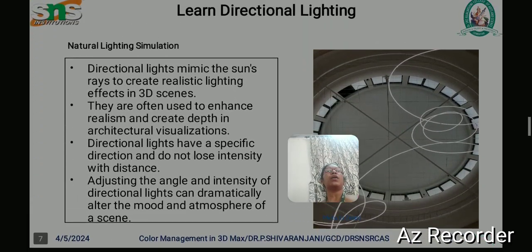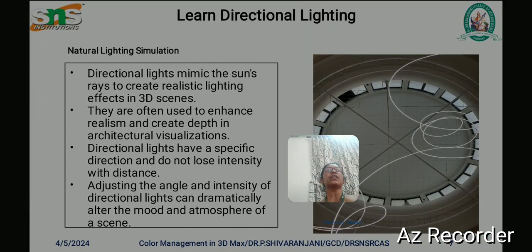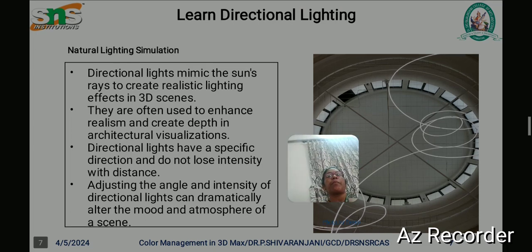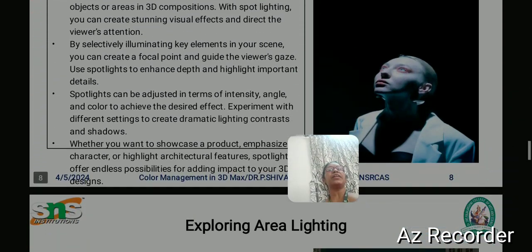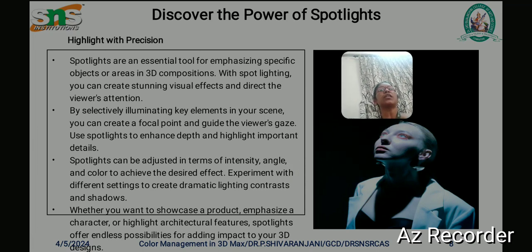The next one is learning directional lights, for natural lighting simulations. Directional light mimics the sun's rays to create a realistic lighting effect in 3D scenes. They are often used to enhance realism and create depth in architectural visualizations. Directional lights have specific directions and do not lose their intensity with distance. Adjusting the angle and the intensity of the directional light can dramatically alter the mood and the atmosphere of a scene.